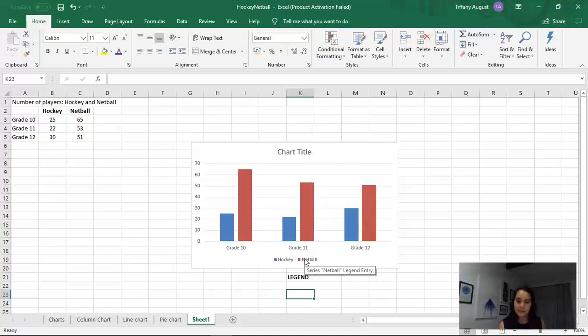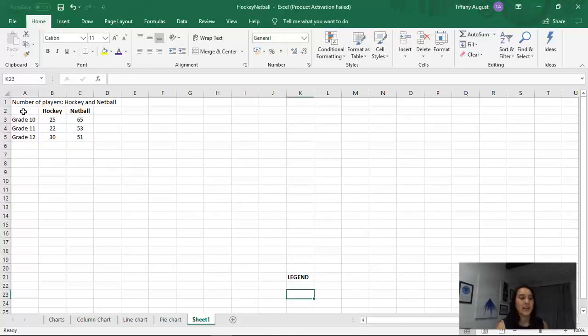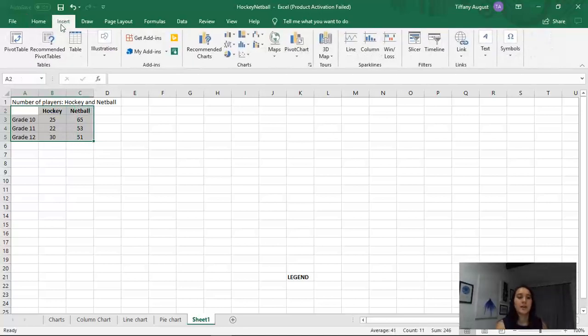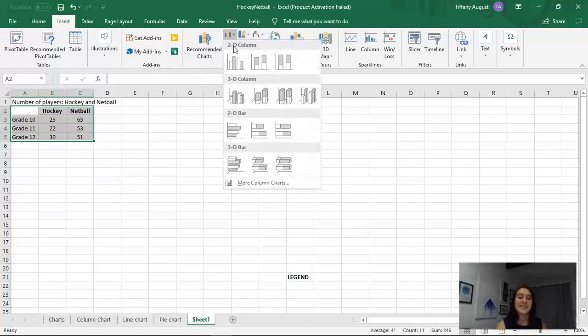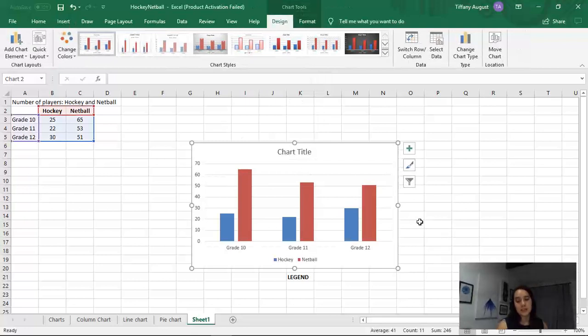Okay, simple enough, right? So let's do it again. I'm going to delete that chart, delete the whole chart. Let's do that again. Okay, we highlight the information that we want to use. Okay, so I want all of that, grades, and the number that play hockey, and the number that play netball. Okay, we then go to the insert tab up on the top. We look for our charts group. Here we go. I'm looking for a bar graph or a column graph. I'm going to keep it quite simple. So I'm going to go clustered column, and I'm going to click on it, and it's going to give us our chart. You got it?